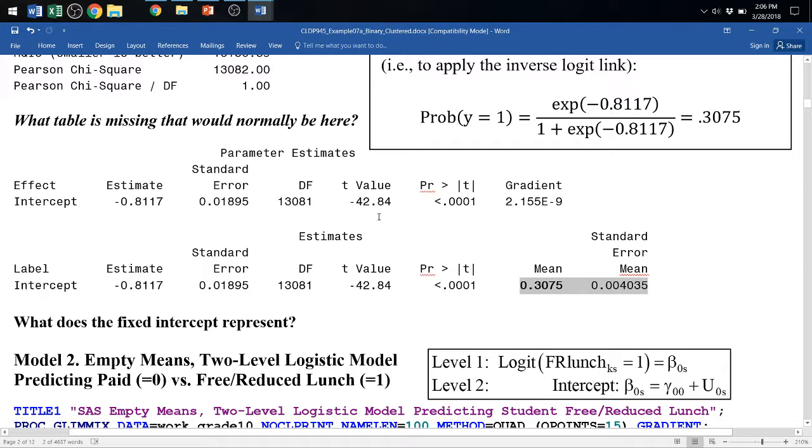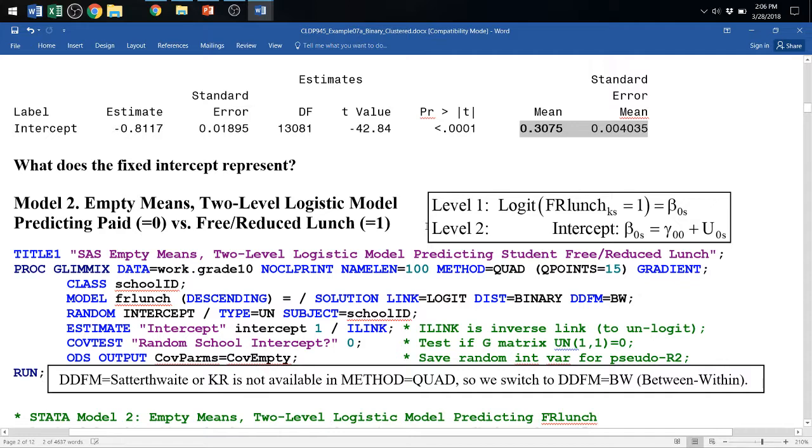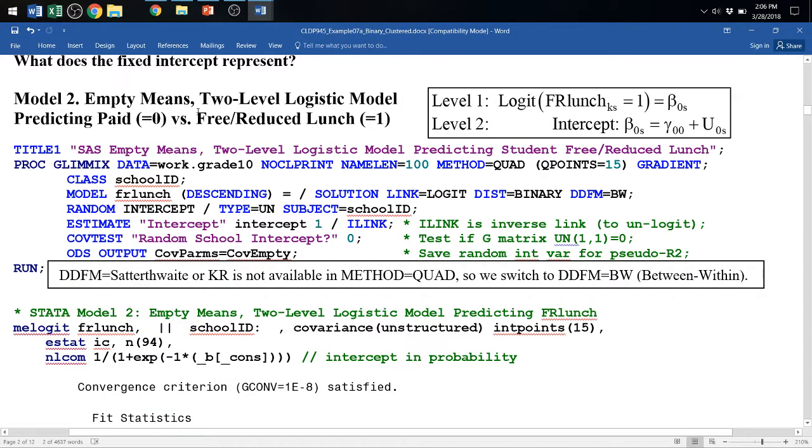Now let's make it a multi-level model. Empty means two-level logistic model predicting paid versus free lunch. Here's my equation. I'm adding U0S. Note my subscripts here. I'm done with IJ. You remember me getting mad about IJ? Individuals within groups spelled wrong? No, I'm KS. You know why? Because these are kids in schools, damn it. You can do that. People don't do that, but you can. It makes your code easier to understand in your equations if you use letters that actually mean something. These are kids in schools.